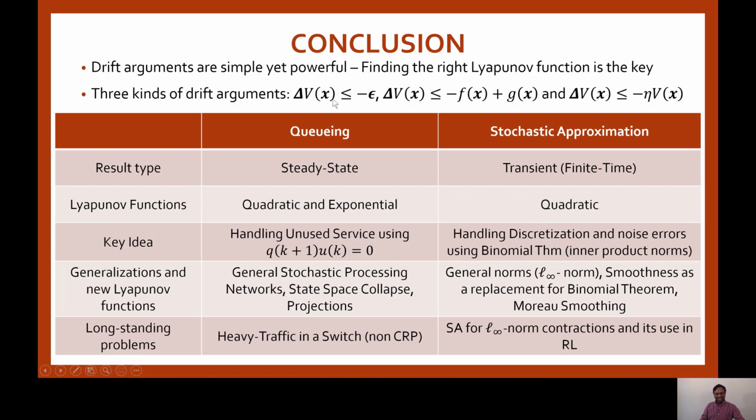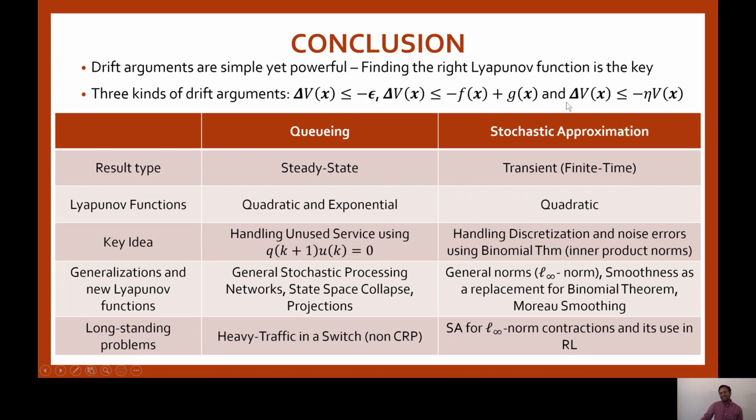The first one, drift is negative. This is used in the Foster-Lyapunov theorem. We used this to establish existence of steady state for queues. The second one is drift is bounded by some minus f. And this can be used to bound this function f. And we use this by setting drift equal to 0 in stochastic processing networks.